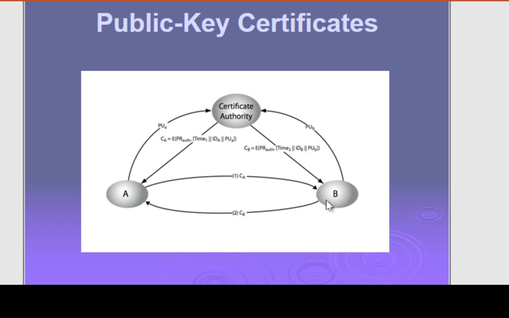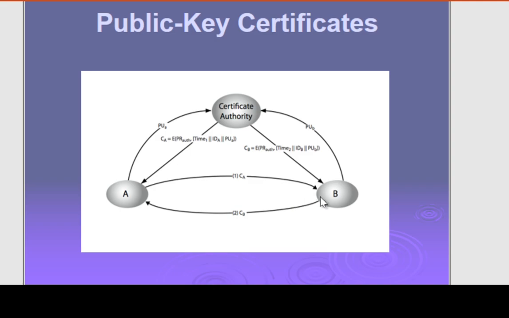Now A wants to communicate with B. A simply sends the certificate to B, and B can decrypt the message with the public key of the certificate authority. Since the certificate is authorized by the certificate authority, there is no need of acknowledgements to B. It simply accepts A. And B wants to communicate to A, and B also wants a public key of A.